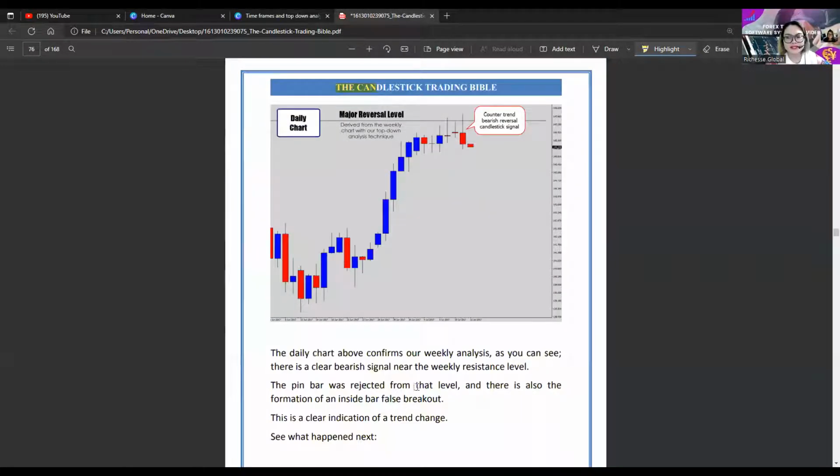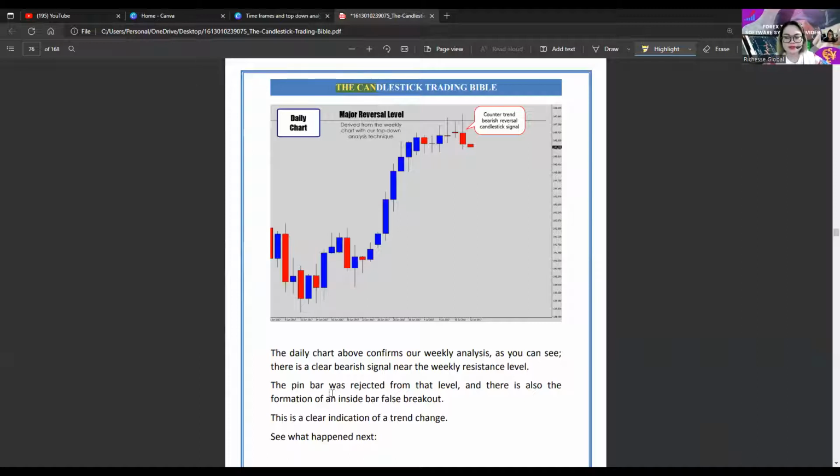In the daily chart, the major reversal level, kung mapapansin nyo po, counter trend bearish reversal candlestick pattern. Yan, nagkaroon na siya ng pin bar dito. Derived from the weekly. Yan. A daily chart above confirms our weekly analysis. As you can see, there is a clear bearish signal near the weekly resistance level.